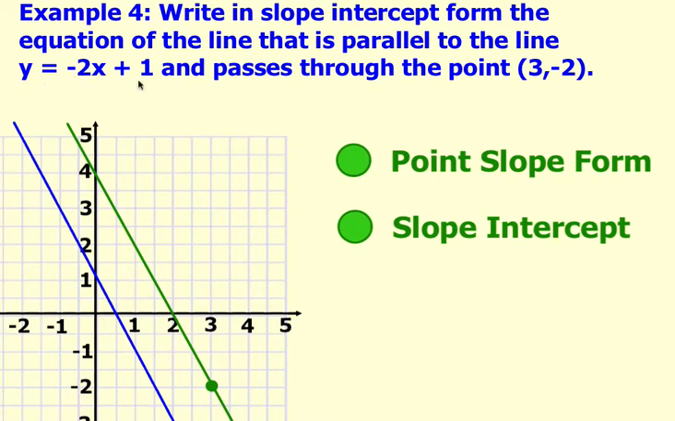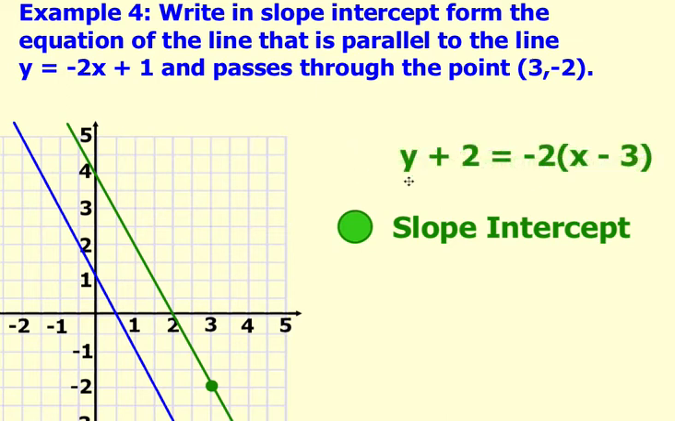So now we have a slope of negative 2 and we have an ordered pair. Given those pieces of information, we should use point slope form first. Plug in your values of your slope of negative 2 and the ordered pair 3, negative 2. Now the instructions wanted us to write the equation in slope-intercept form. So we need to continue to use distributive property and isolate the variable y.